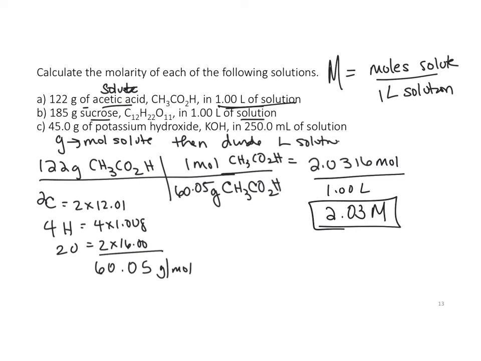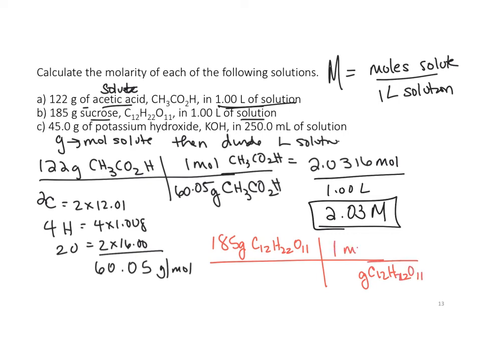Okay, let's do the next one. 185 grams of sucrose, C12H22O11, and then we convert grams of sucrose into moles of sucrose. And so how do we do that? Well, we have 12 carbons, so 12 times 12.01. We have 22 hydrogens, 22 times 1.008, and we have 11 oxygens, so 11 times 16.